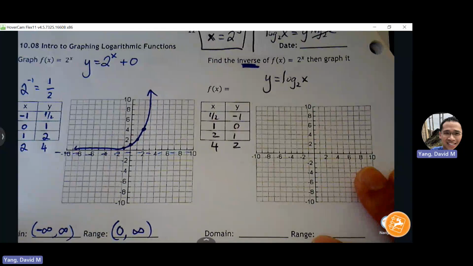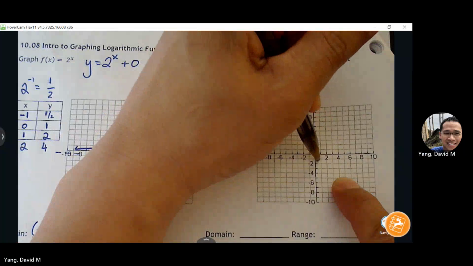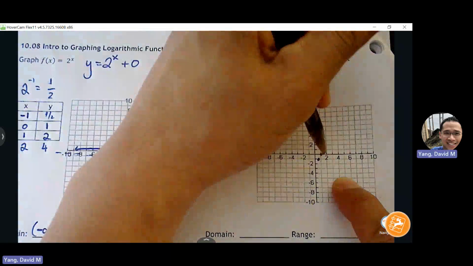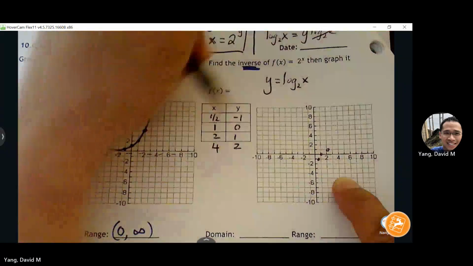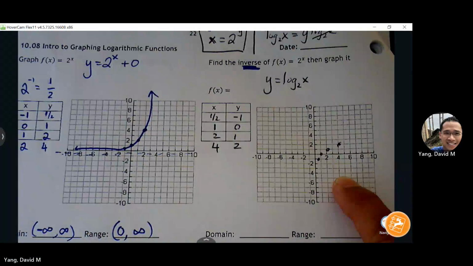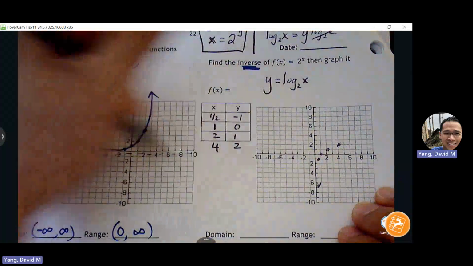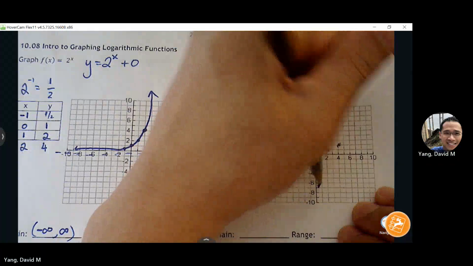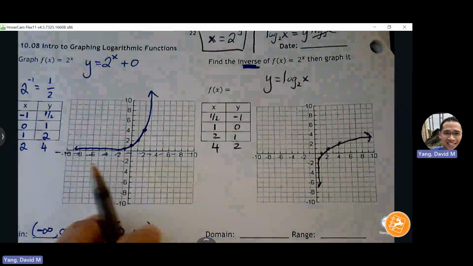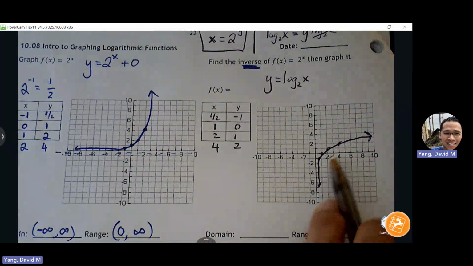So let's see what this graph looks like. 1/2, -1. 1, 0. 2, 1. And 4, 2. So here's what the graph looks like. Instead of a horizontal asymptote, my log equation is going to have a vertical asymptote. And instead of going from gradual to very steep, it's going to be very steep to gradual.